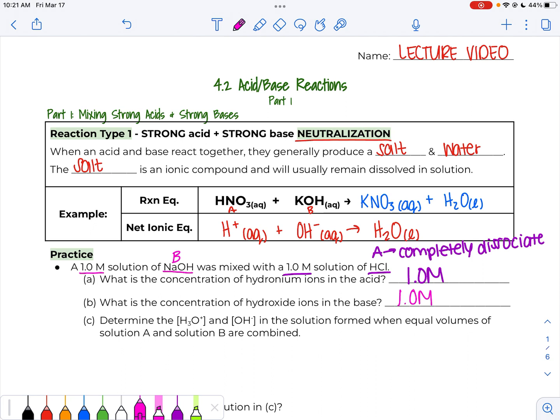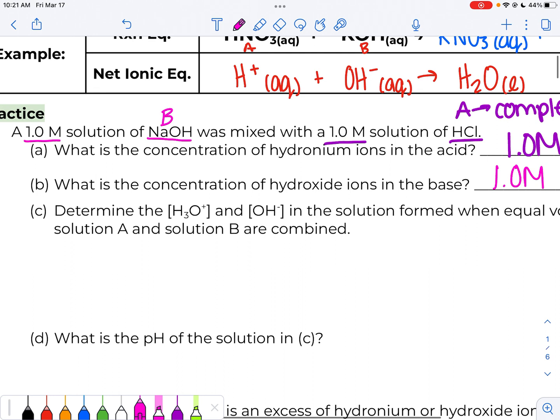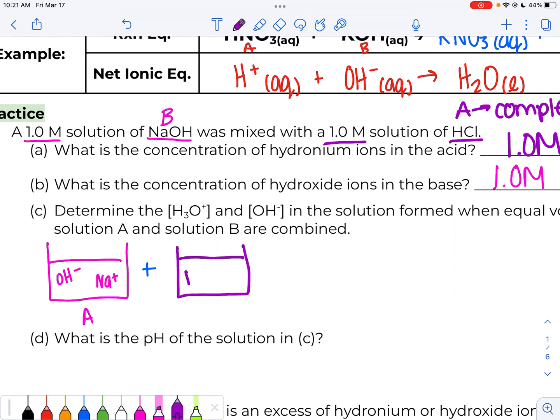So let's determine the concentration of hydronium and hydroxide in the solution formed when equal volumes of solution A and solution B are combined. So for solution A, let's say we've got our base here. We've got our OH minus and our Na plus ions floating around. We're going to add to it our acid, which is our H plus ions and our Cl minus ions floating around.